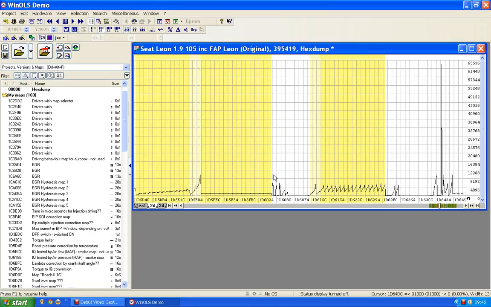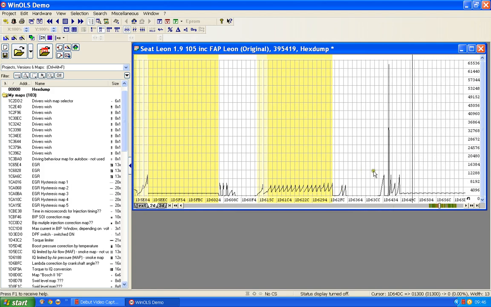Okay, in this video I'm going to take a look at finding the Lambda maps in my Seat Leon 1.9 105 brake horsepower file. It's the EDC16 file that I've been using for all of the videos so far. Here I've got the injection quantity limited by MAF, which is a smoke map which is not really being used, hence the flat line. Here I've got injection quantity limited by air pressure, or MAP, so it's the map, and there's the little spikes for that map.